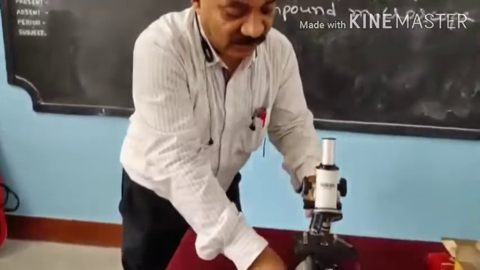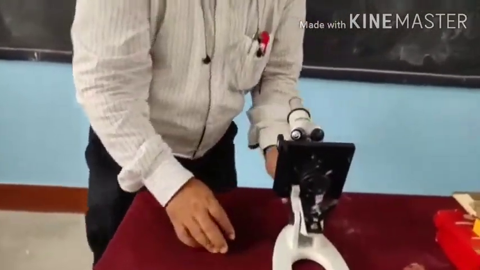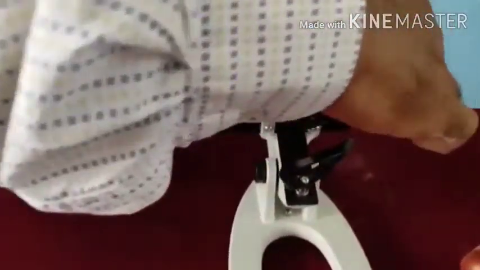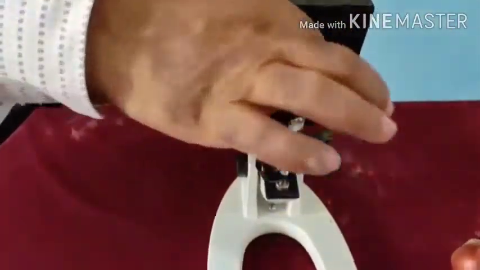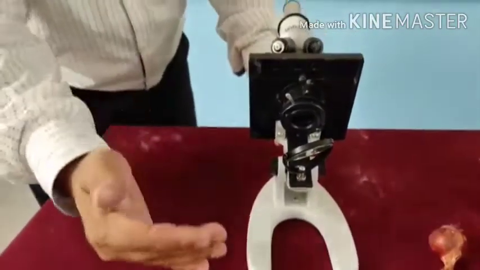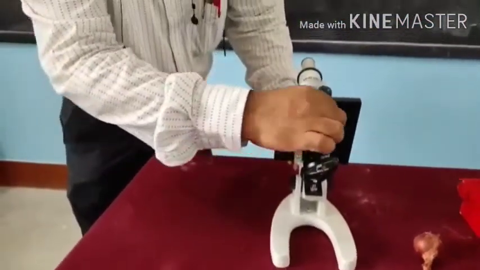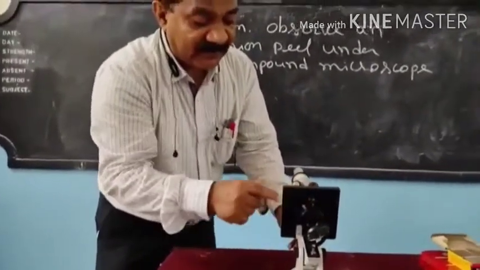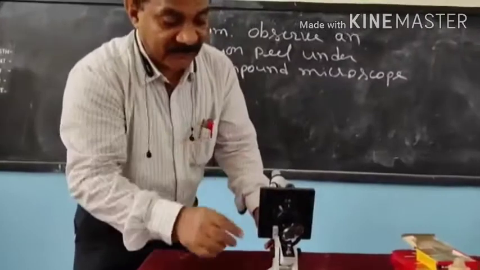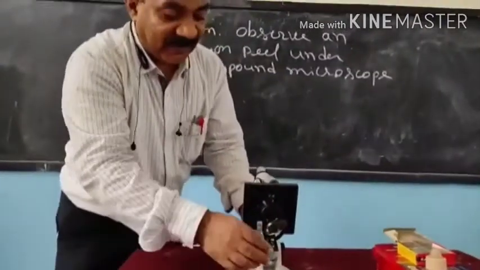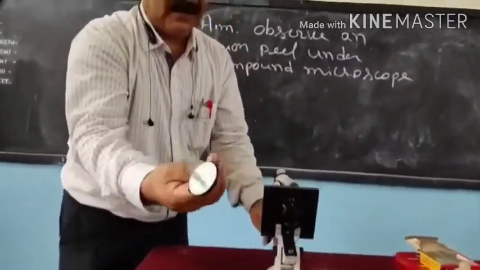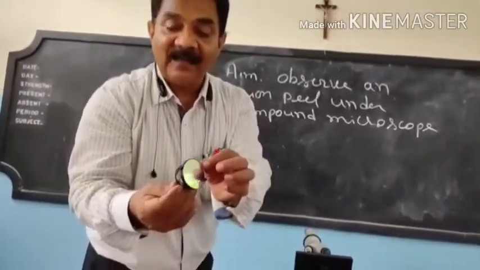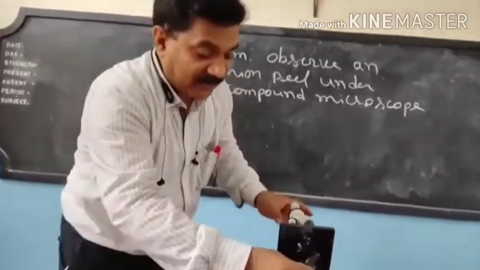Now coming to the lower part, you can see this is the diaphragm. Diaphragm means the amount of light that should be reflected. We fix how much light we need, how much reflection we need. It is called the diaphragm. Just below the diaphragm you can see a mirror. One side of the mirror is concave and one side is plane, and the mirror is fixed here.